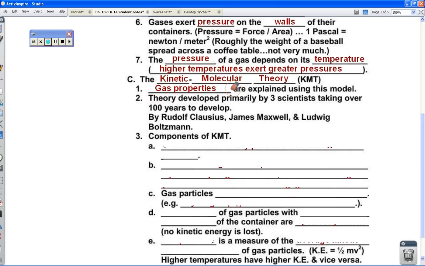Okay, the gas properties are explained using this model. It was developed primarily by three different scientists, taking over 100 years to develop: Rudolf Clausius, James Clerk Maxwell, and Ludwig Boltzmann.